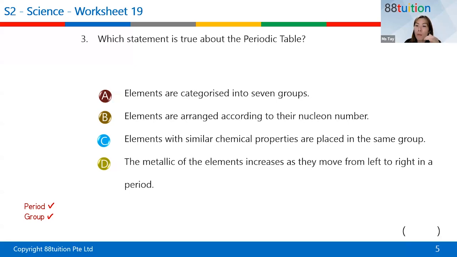Okay. Group. When we talk about group, you are going downwards. When you're talking about period, you are going from left to right.